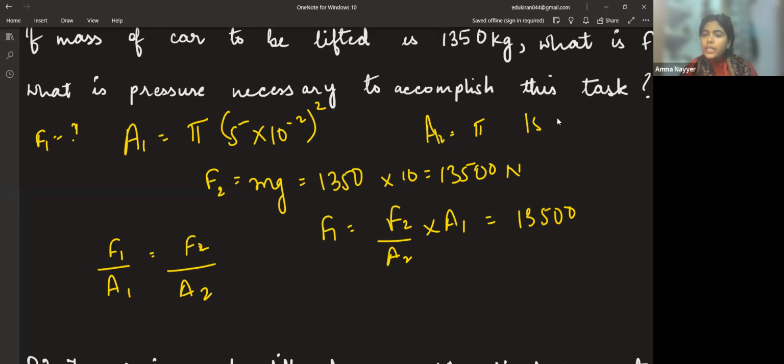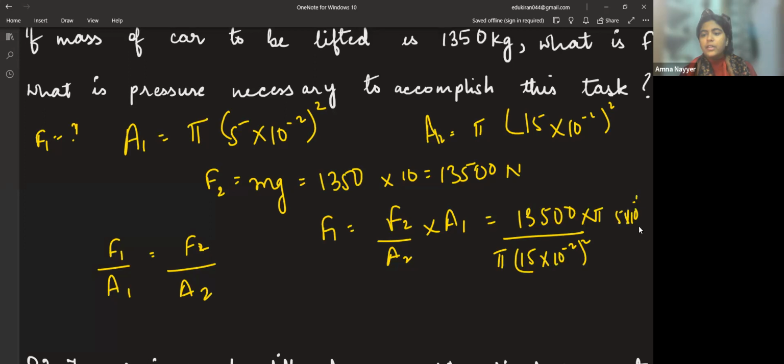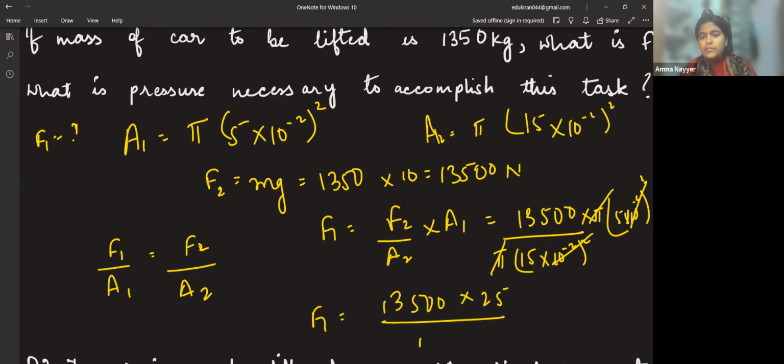pi r square again, but the radius is 15 centimeters. So the area is pi into (15 into 10 to the power minus 2) whole square, divided by pi into (5 into 10 to the power minus 2) whole square. Pi will be cancelled, 10 to the power minus 4 and 10 to the power minus 4 will be cancelled. So just check whatever answer you get, multiplied by 25 into 15 into 15, this much. Just solve it, cross check, let me know whatever is your answer.